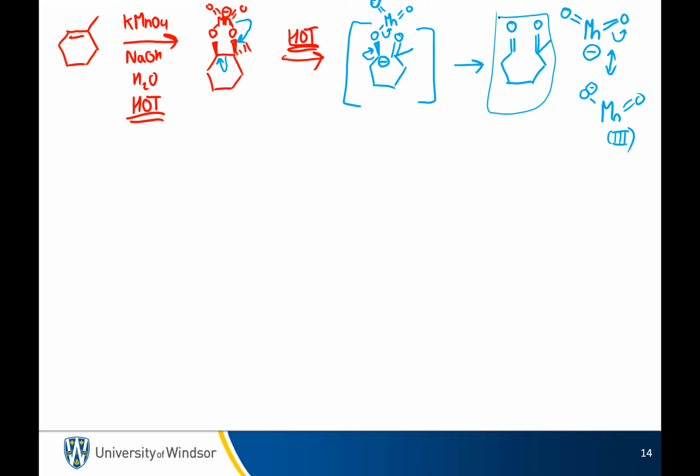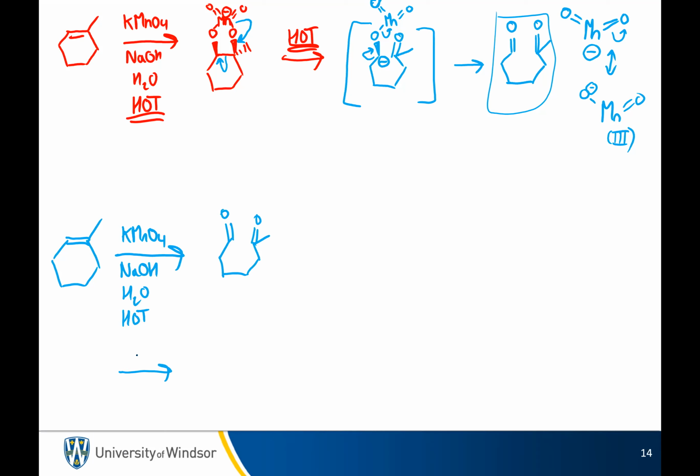So, to sum all this up, if I do this hot, I basically snap that double bond in half like a twig, and I stick in 2 carbonyls. If I do it cold, I get a cis diol.